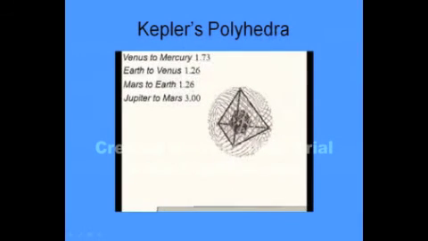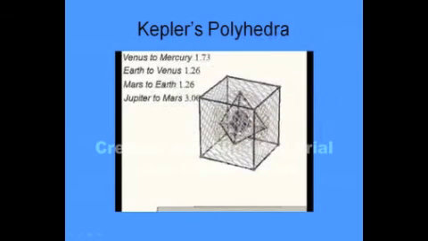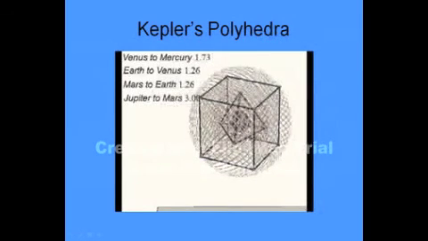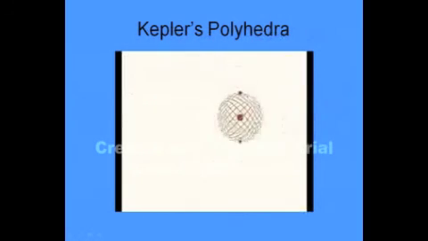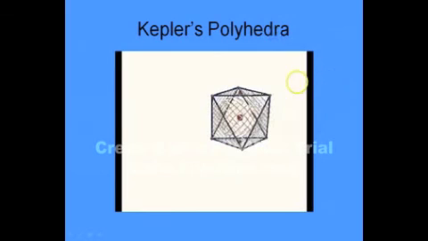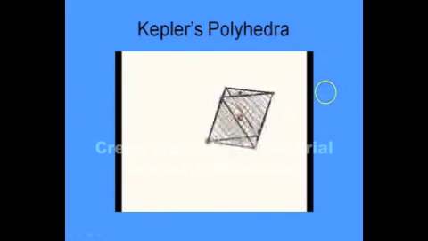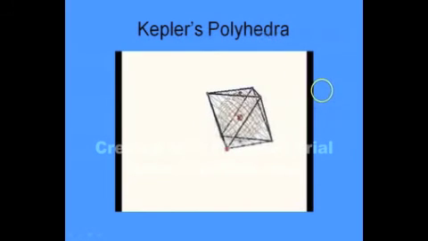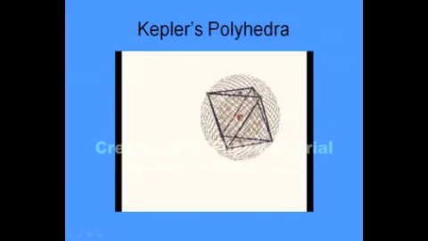And finally, stick a cube around that sphere and a sphere around that cube, and the ratio of those spheres is close to Saturn to Jupiter. So this was completely incorrect, but it's still interesting, and you could actually have your students try to work out these ratios. I found the cube one to be the only one that was relatively easy.